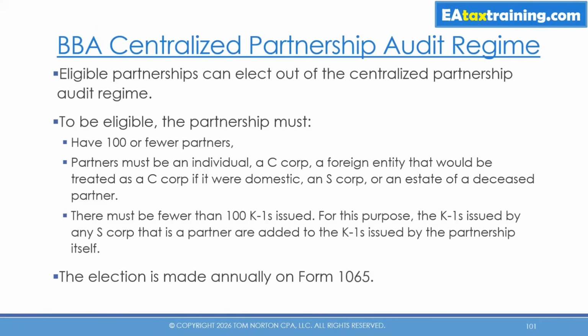If you do elect out, you have to make the election every year on the Form 1065. So it's not something you do once and don't have to worry about it anymore. You have to elect it each and every year.